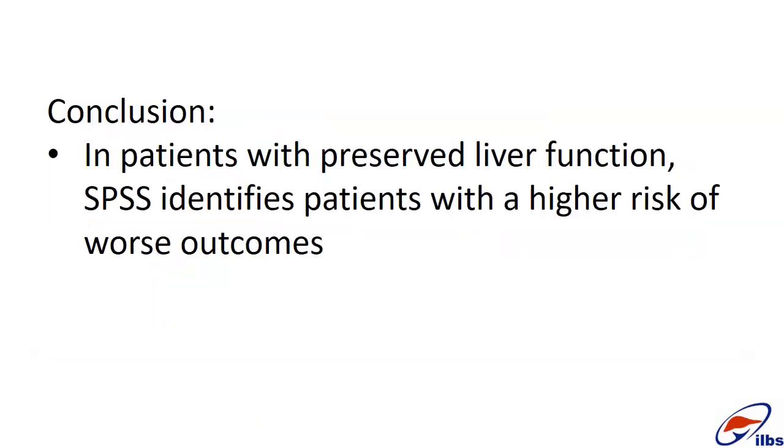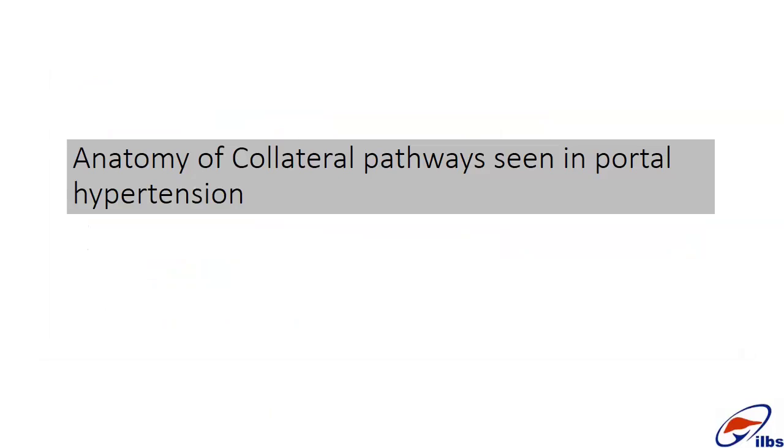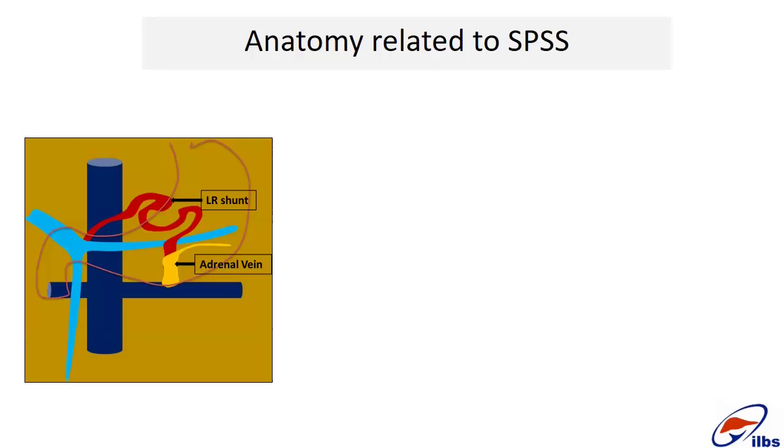So what we conclude is that in patients with preserved liver function, SPSS identifies patients with a higher risk of worse outcomes. So that's most important. SPSS outcome poor. We need to remember that. So with this, I'll set the ball rolling and come to the anatomy of the collateral pathways.